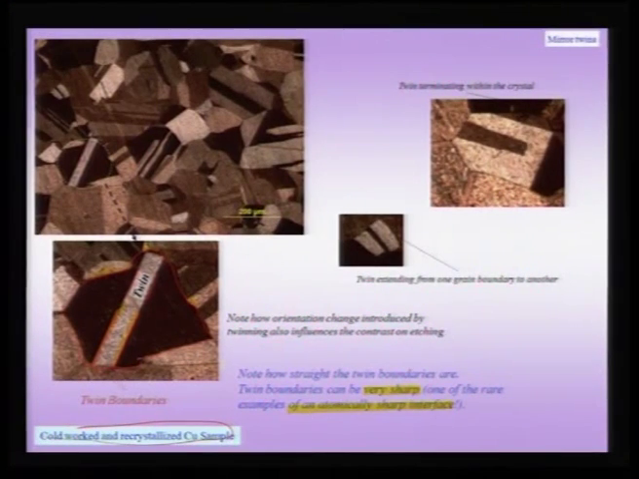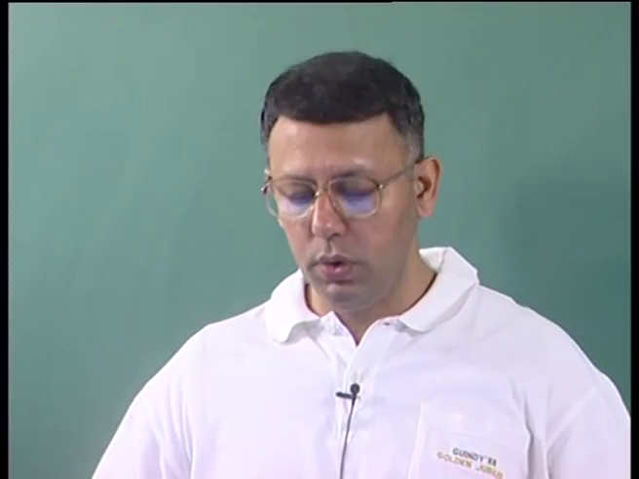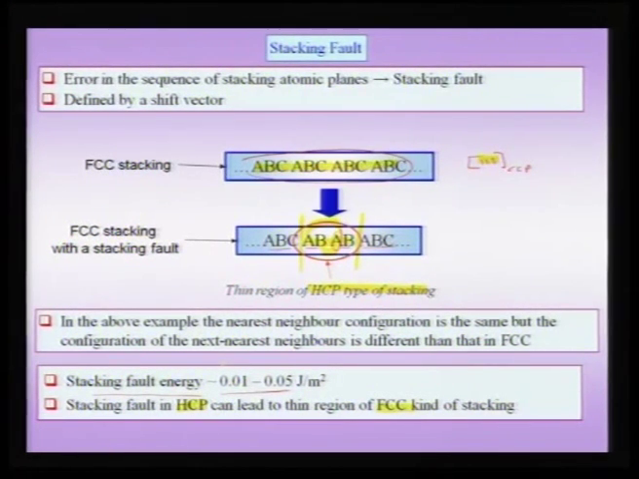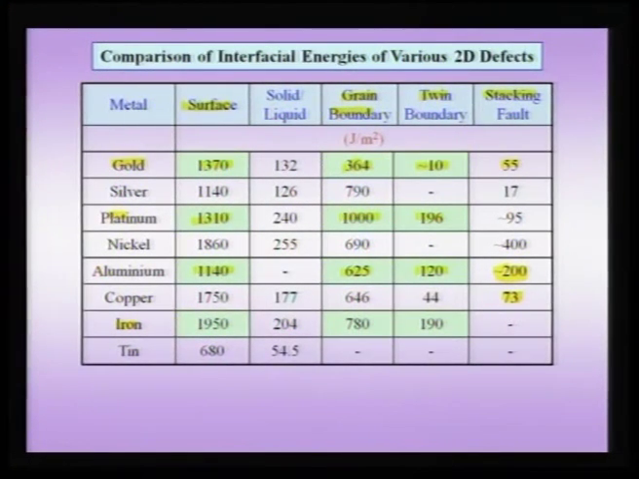So this was a typical example of an annealing twin which is produced in recrystallized copper. We also saw an example of a rotation twin, and we had noted that a rotation twin can mimic a higher symmetry which is not present in the individual variant. Finally, we had considered the stacking fault, and we noted that the stacking fault energy is typically lower than, for instance, the surface energy or the grain boundary energy. And we had noted that the stacking fault is a concept which we invoked for close packed crystals. Finally, while making a comparison, we said that the surface energy is typically higher than the grain boundary energy, which is typically higher than the twin boundary or the stacking fault energy.